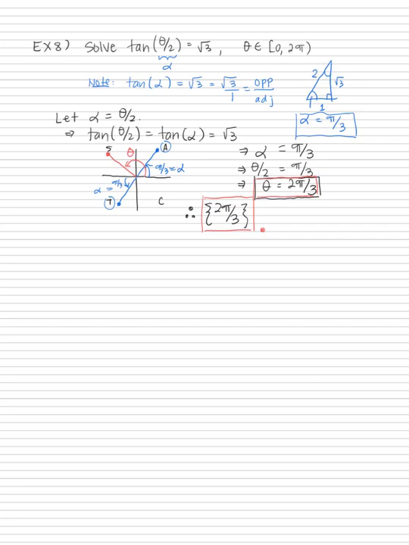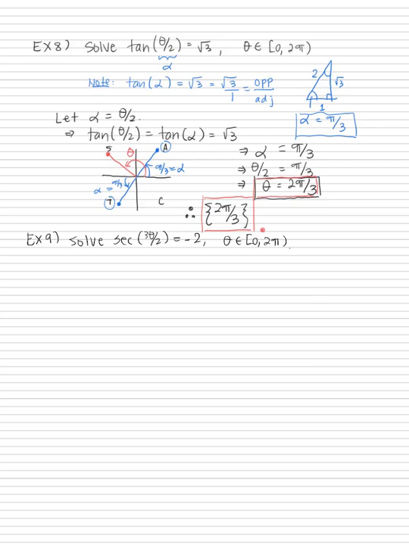Okay, let's do another one. And this one's going to be a little bit more involved, but we got this. Okay, so let's try to solve secant of 3 theta/2 equals -2, and same domain for theta.